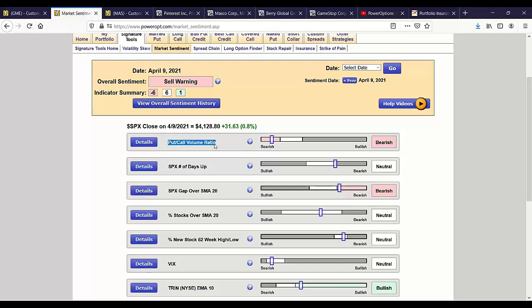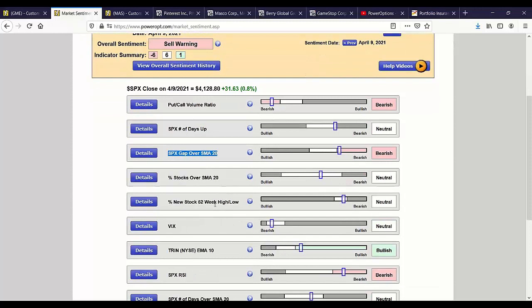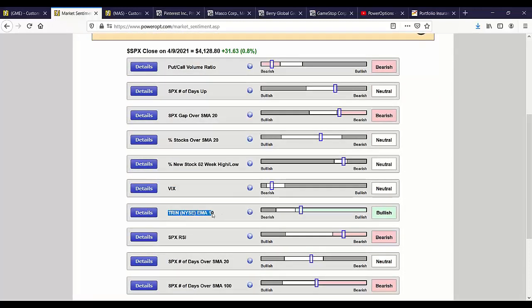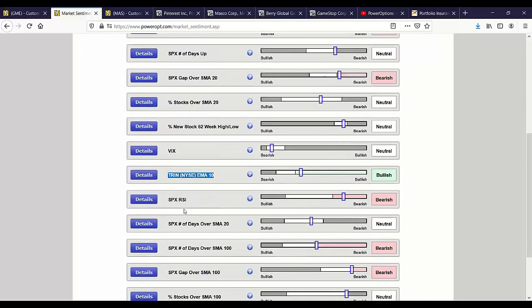Put call volume ratio, we're in a bearish range. SPX days number up, almost at bearish. SPX gap over the SMA 20, that's bearish. The VIX, the volatility index, kind of in the middle. Trin is actually bullish right now. The RSI for SPX is bearish, of course.